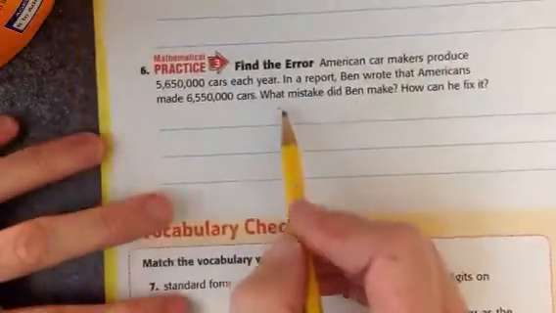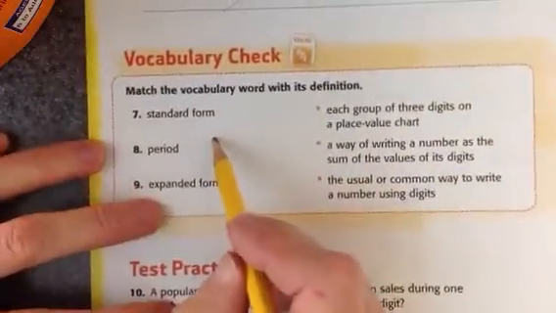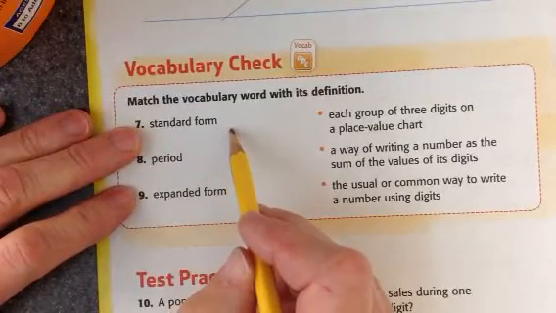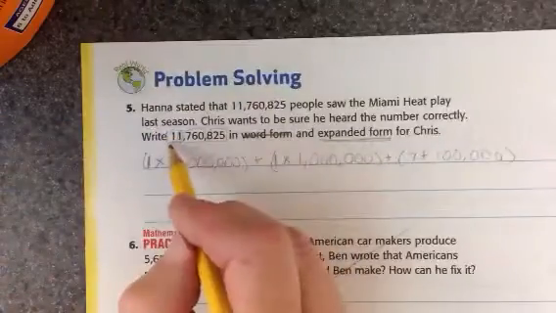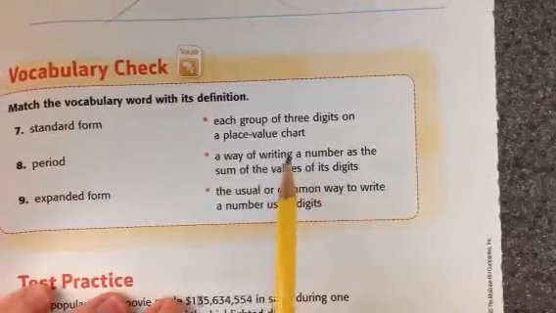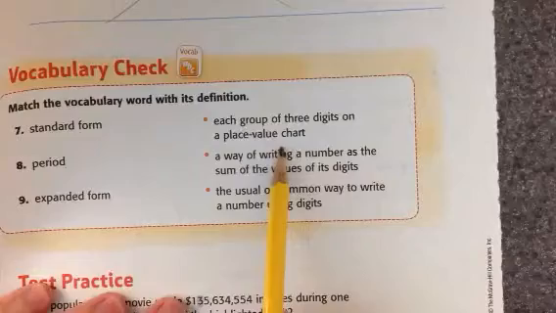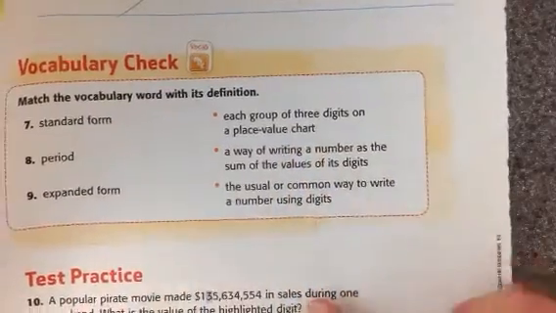Okay, the find the error, I'm going to have you cross that one out today. I do want you to do this part. Standard form is when we write numbers. Period, we talked about the period quite a bit. That's each section here. And expanded form is when you write like this. So you'll need to look at the definitions and decide which is which. Each group of 3 digits on a place value chart. That sounds like a period to me. Okay, you're going to go do the others on your own.